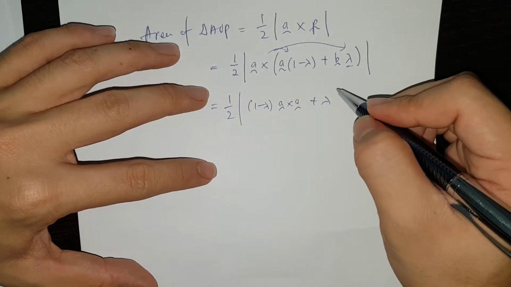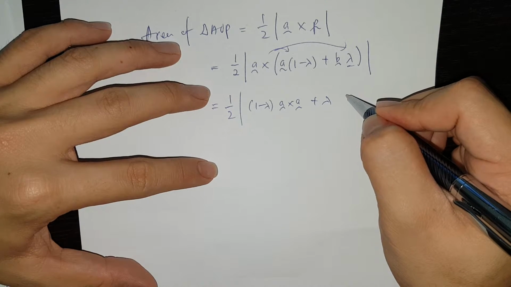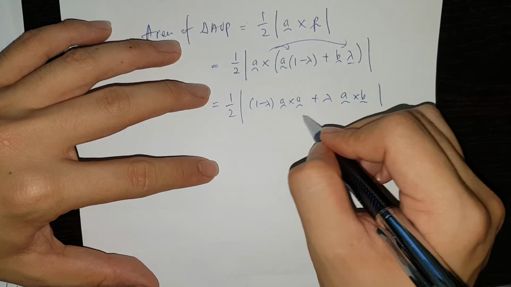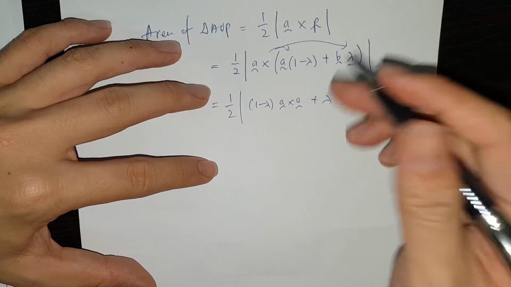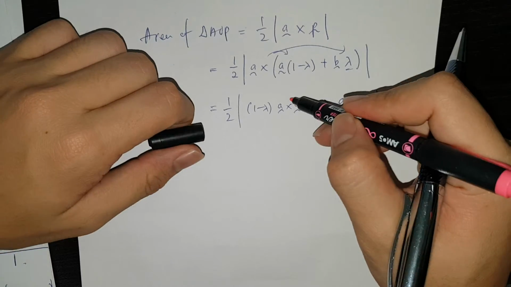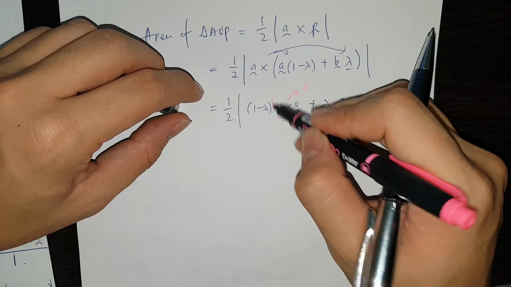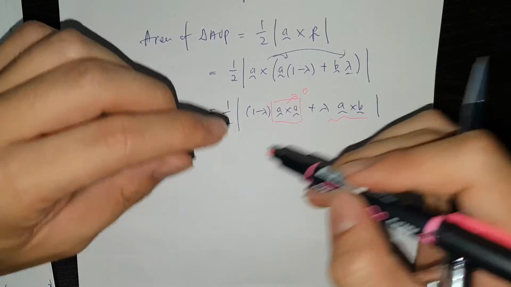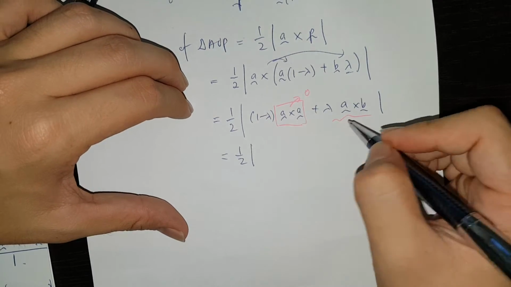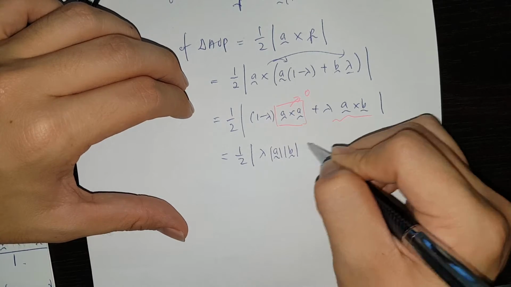So lambda times A cross B. Now A cross A, because they are parallel, obviously this will give us 0. Sine 0 is 0, so this whole thing will give us 0. What is left is this over here, which means this will give us half times lambda times |A||B| sine 2 third pi.